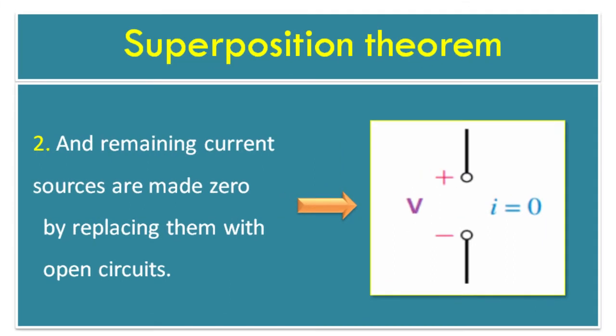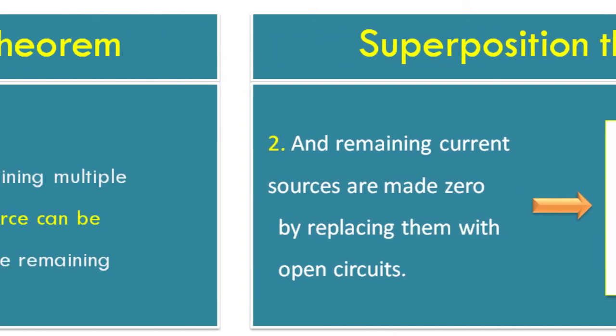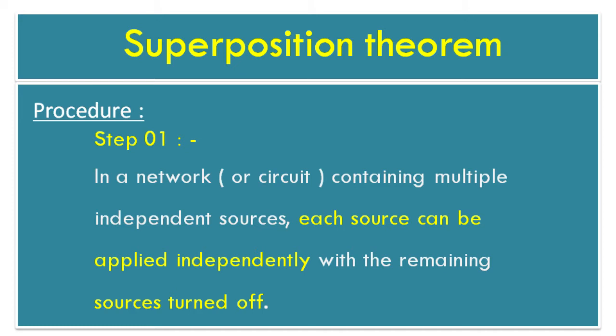Now again select the independent source which is acting alone. Then the remaining current sources are made zero by replacing them with open circuits, as shown in the diagram, where current I is equal to 0 but voltage V must exist across that open circuit path. Up till now we have studied some key terms with open circuit and short circuit conditions.